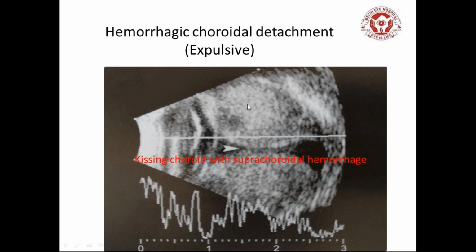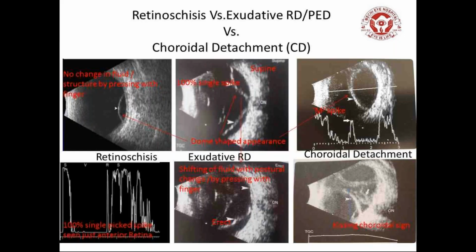First, I would like to compare retinoschisis with choroidal detachment. In both the cases there is a dome-shaped elevation, but in case of retinoschisis, there is a 100% reflective spike just anterior to the retina. But in case of choroidal detachment, there is also a 100% reflective spike, but it is a double peak, that is an M-shaped spike.